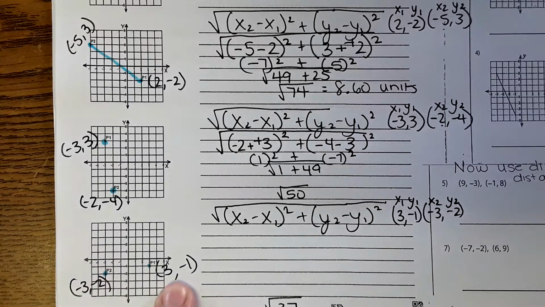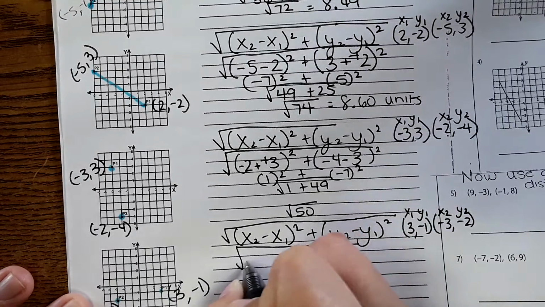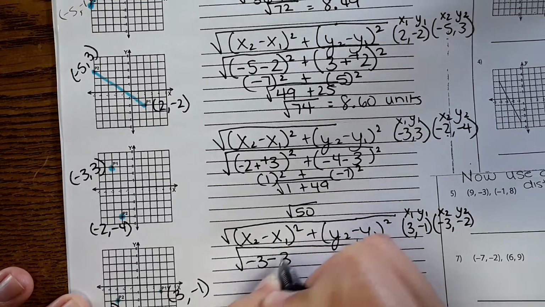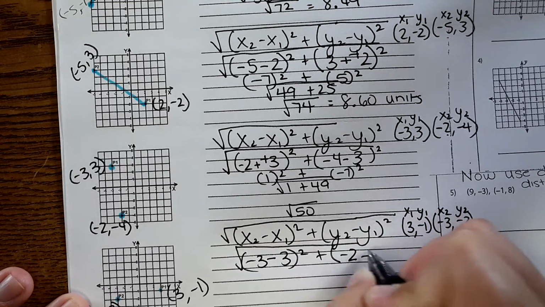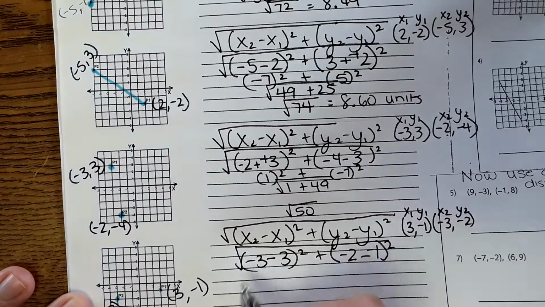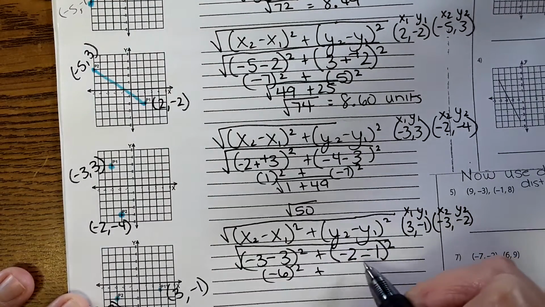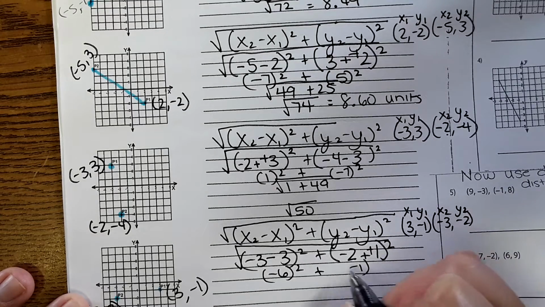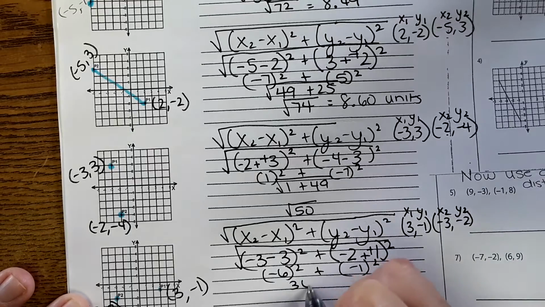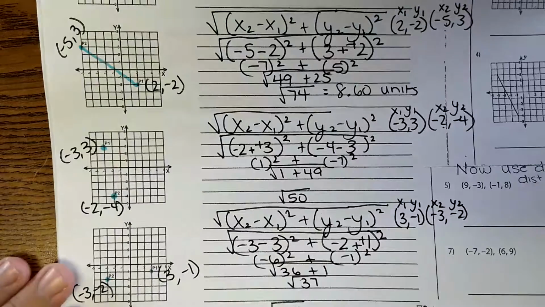So the points you should have labeled are (3, -1) and (-3, -2). From there, you should have plugged it in. We got -3 minus 3 squared plus -2 minus -1 squared. -3 minus 3 would be -6 squared. And then -2 minus -1, you add the opposite, so then that becomes -1 squared. You get 36 plus 1, so square root of 37 is our answer.